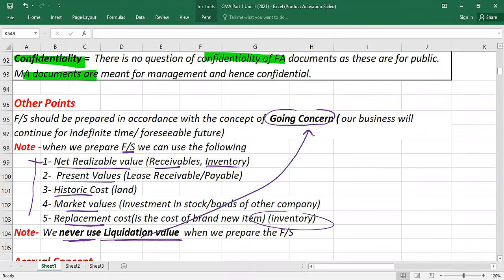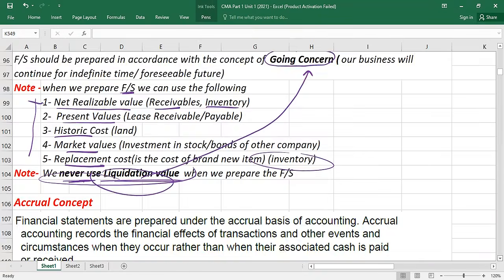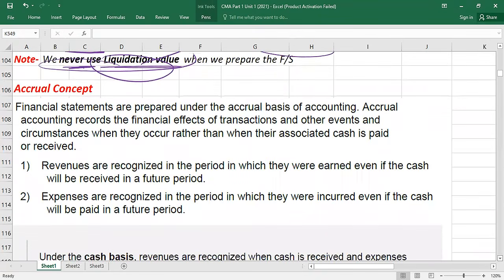All other values can be used. In a question, if he asks which value you will not use for balance sheet or financial statement preparation, he will give you multiple options. You have to search for this option. This value we will never use. Other than that, whatever is given, we are using. Okay? Clear? Yes, guys, please confirm through the chat option. Is that clear?